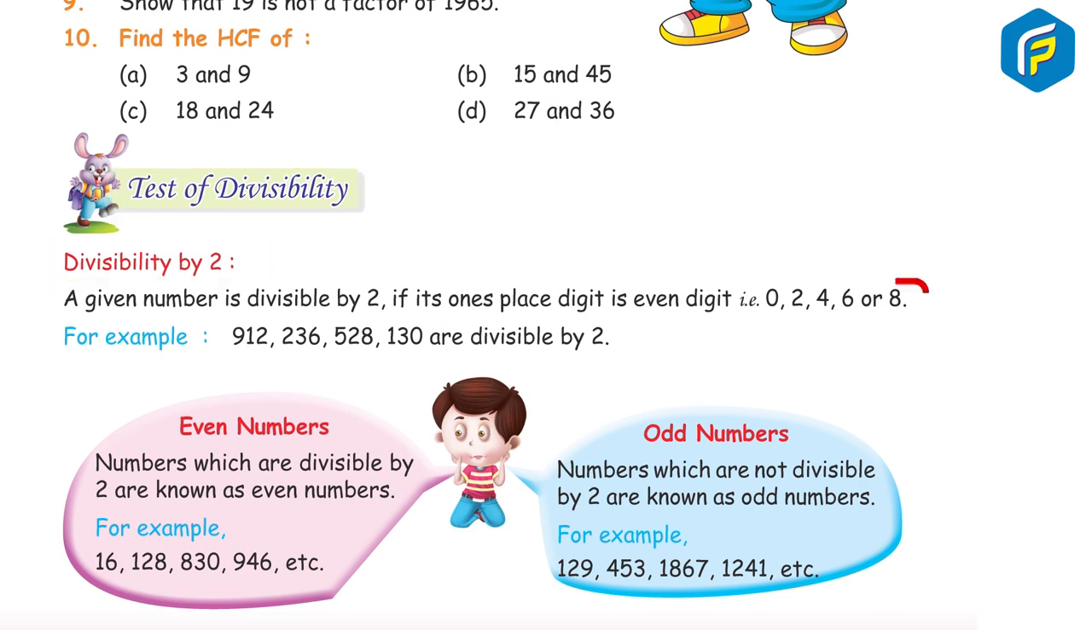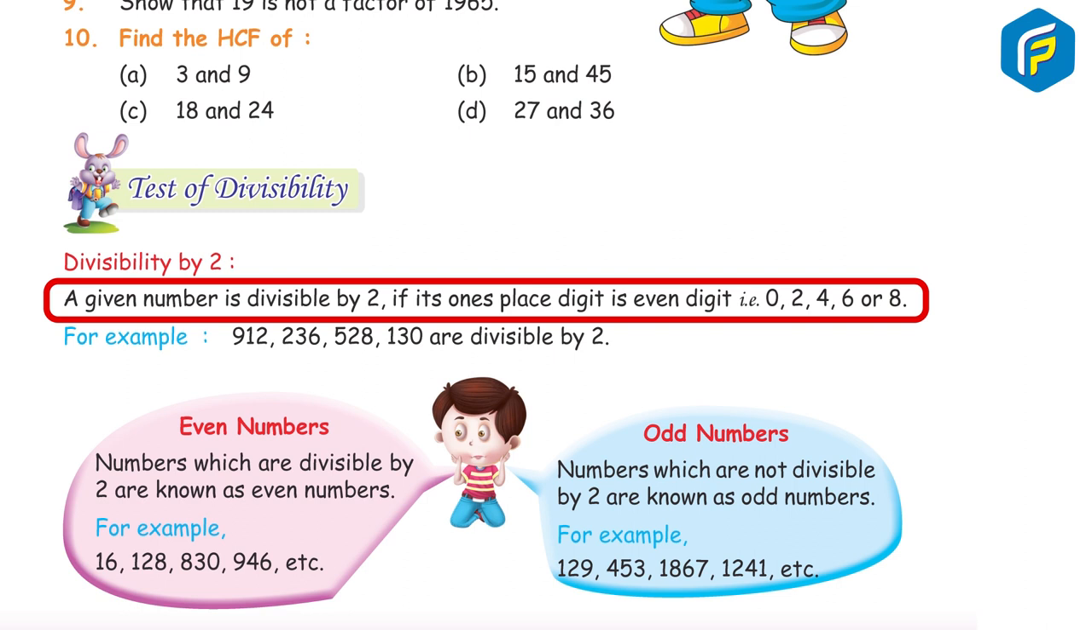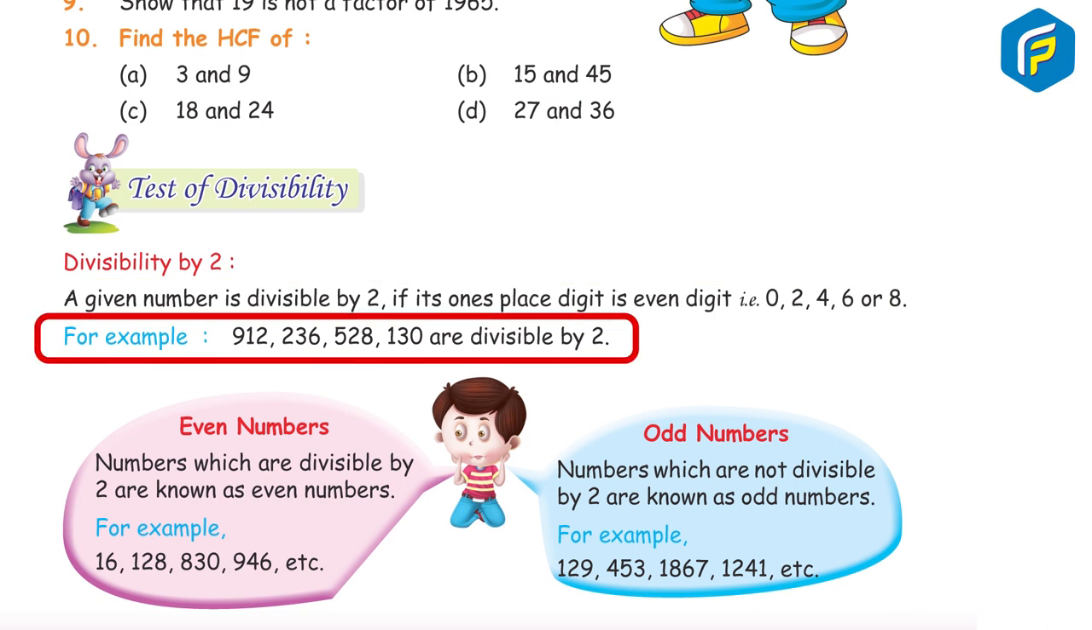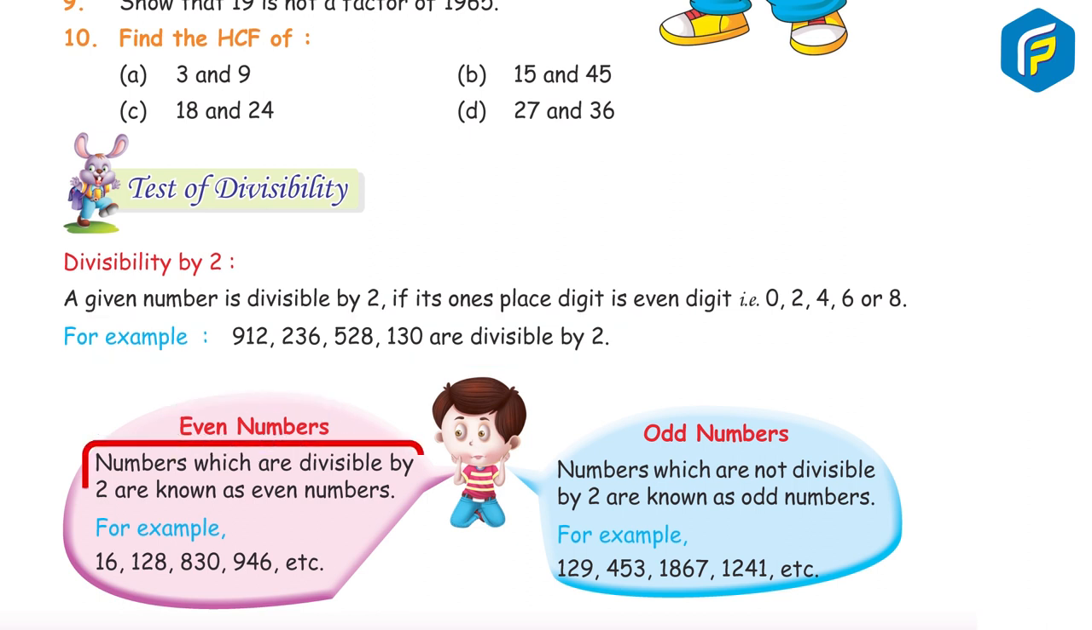Test of divisibility. Divisibility by 2. A given number is divisible by 2 if its ones place digit is an even digit: 0, 2, 4, 6 or 8. For example, 12, 36, 28, 30 are divisible by 2. Even numbers. Numbers which are divisible by 2 are known as even numbers.